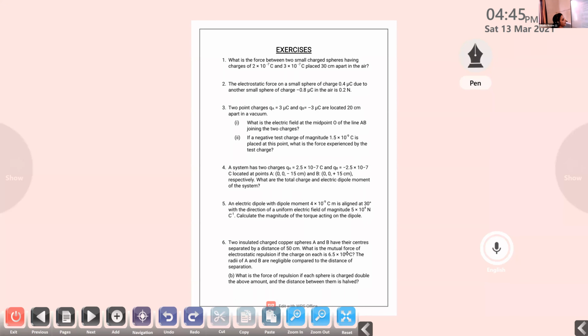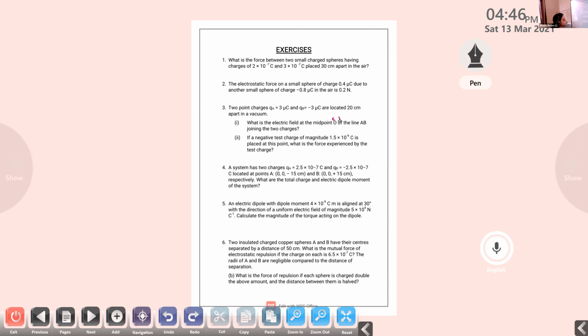Two point charges QA equal to 3 microcoulomb and QB equal to -3 microcoulomb are located 20 centimeter apart in a vacuum. So here also the medium of separation is free space. The first question: what is the electric field at the midpoint O of the line AB joining the two charges? And the second sub-question: if a negative test charge of magnitude 1.5 into 10 raised to -9 coulomb is placed at this point, what is the force experienced by the test charge? So this is the problem.